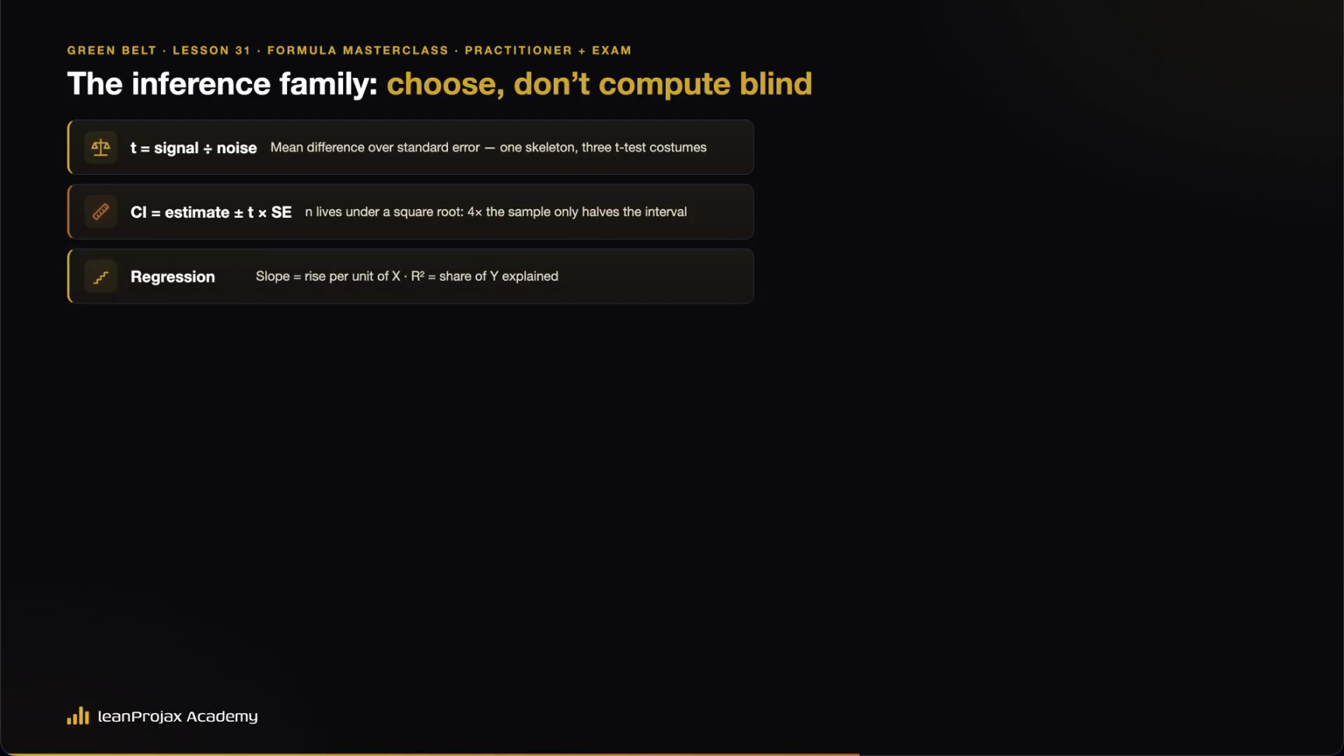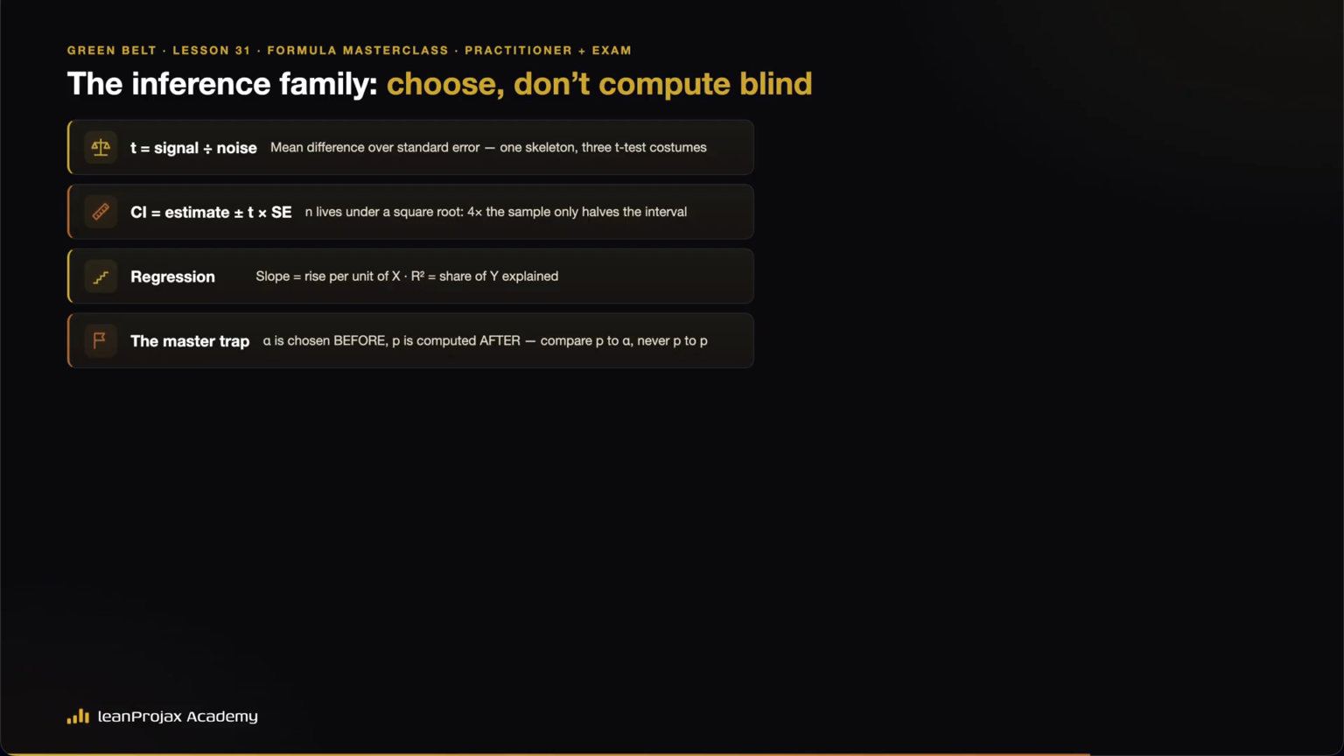Regression: slope is rise per unit of x, r squared is the share of y explained. And the master trap: alpha is chosen before, p is computed after. Never compare 2 p-values to each other, only p to alpha.